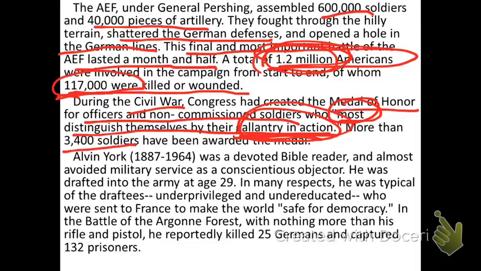More than 3,400 soldiers have been awarded this medal, which is the highest award we, the United States, can give to a soldier. Now, one of those who received this was Alvin York. Those are the years of his life.